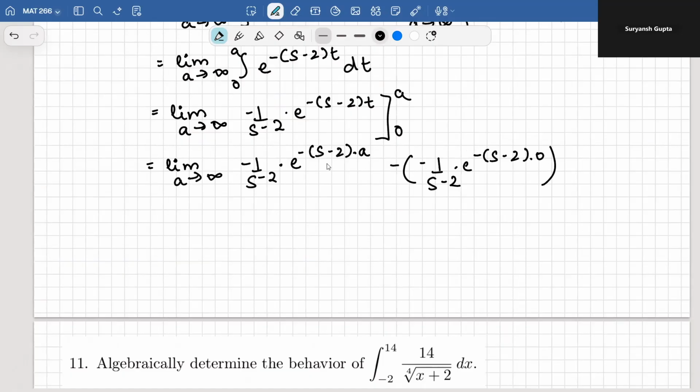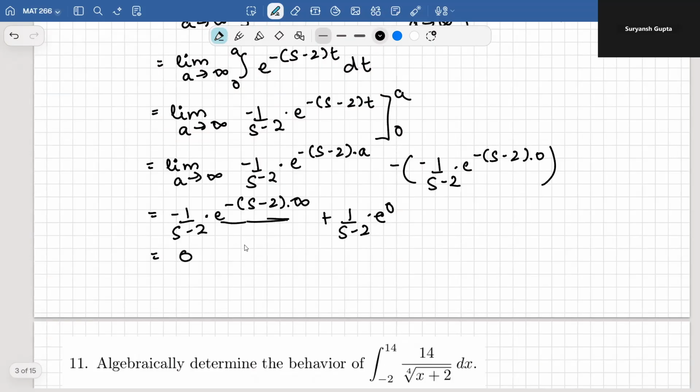Now I can just plug a tends to infinity back in, since I've done the definite integral, and I get 1 by s minus 2 times e to the power minus (s minus 2) times infinity, plus 1 by s minus 2 into e to the power 0. Again, this function here becomes 0, so my first half is 0. And then plus 1 by s minus 2 times e to the power 0, which equals 1. So I'm left with 1 by s minus 2, and that's the final answer for part B.